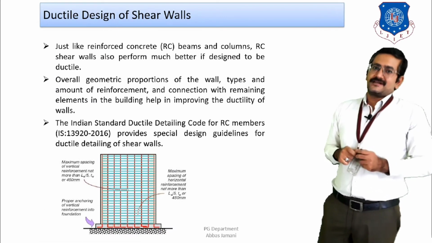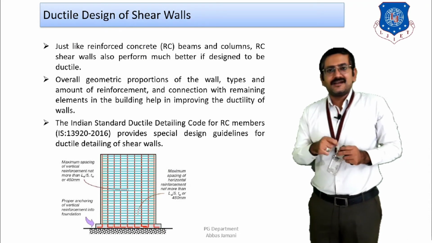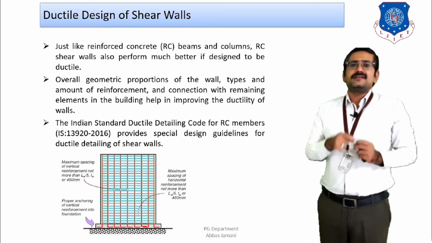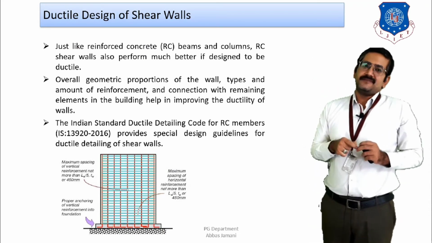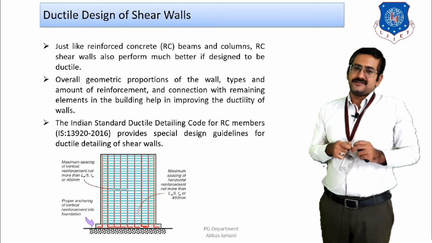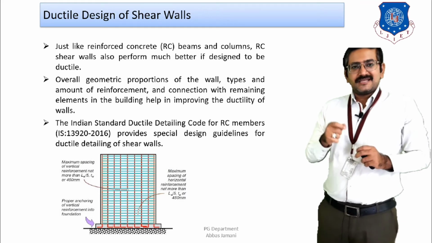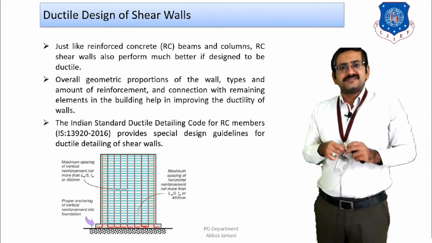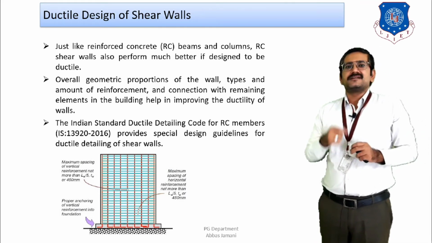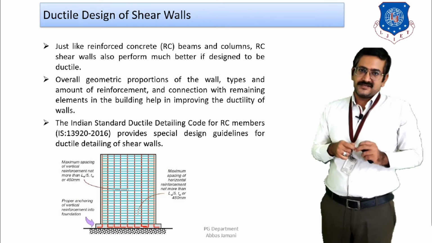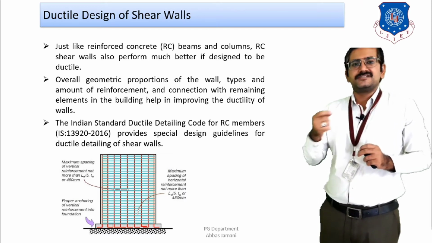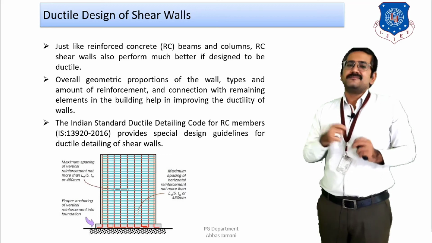Then we talk about ductile detailing. As we have seen earlier, just like all other elements, if proper detailing of the element is done, then the ductile nature of the element can be achieved, right? Just like in the case of beams and columns, we always prefer ductile behavior rather than shear failure or flexural failure. Similarly, in the case of shear walls also, we would like ductile behavior to happen.